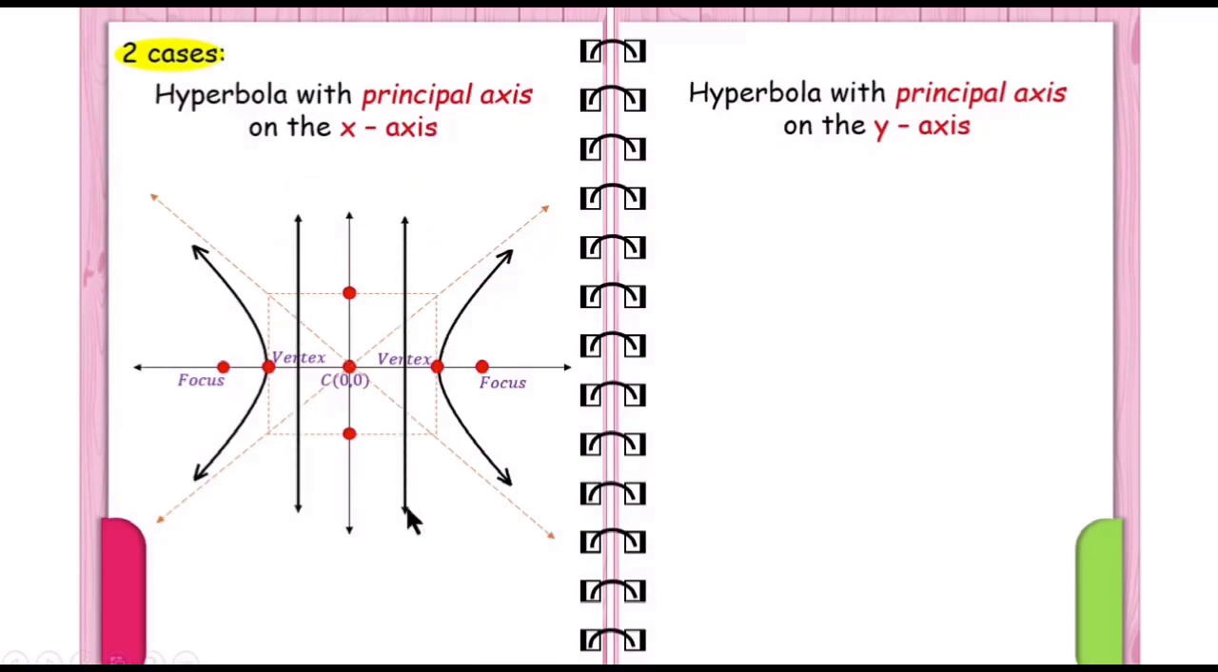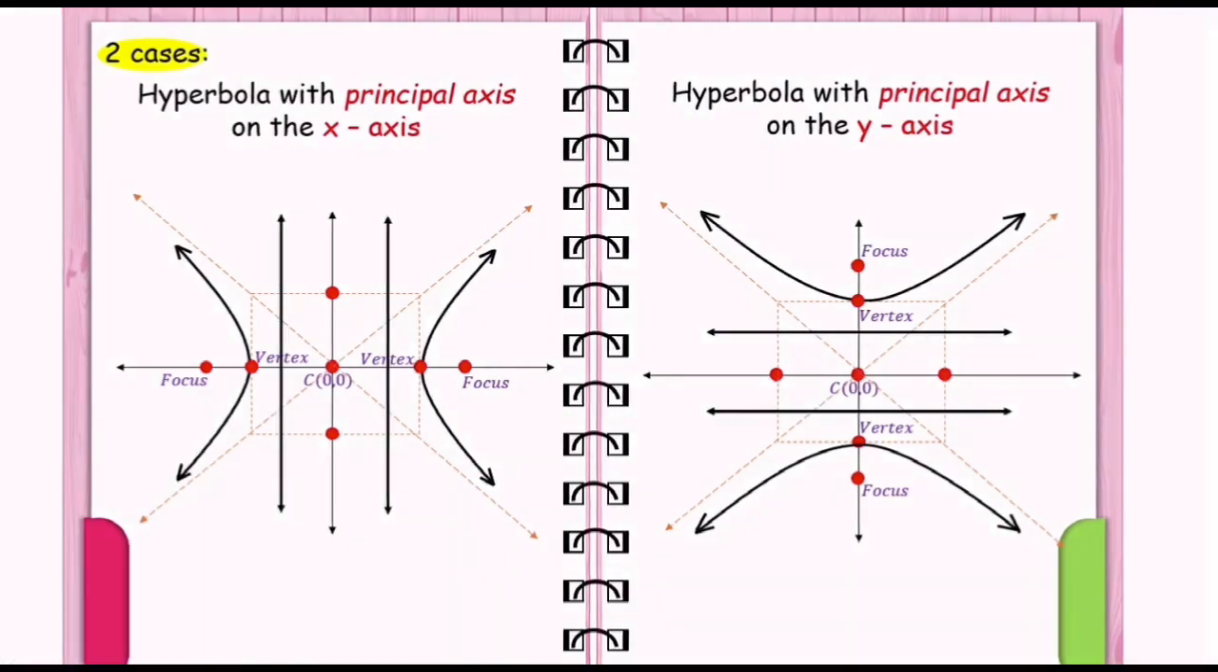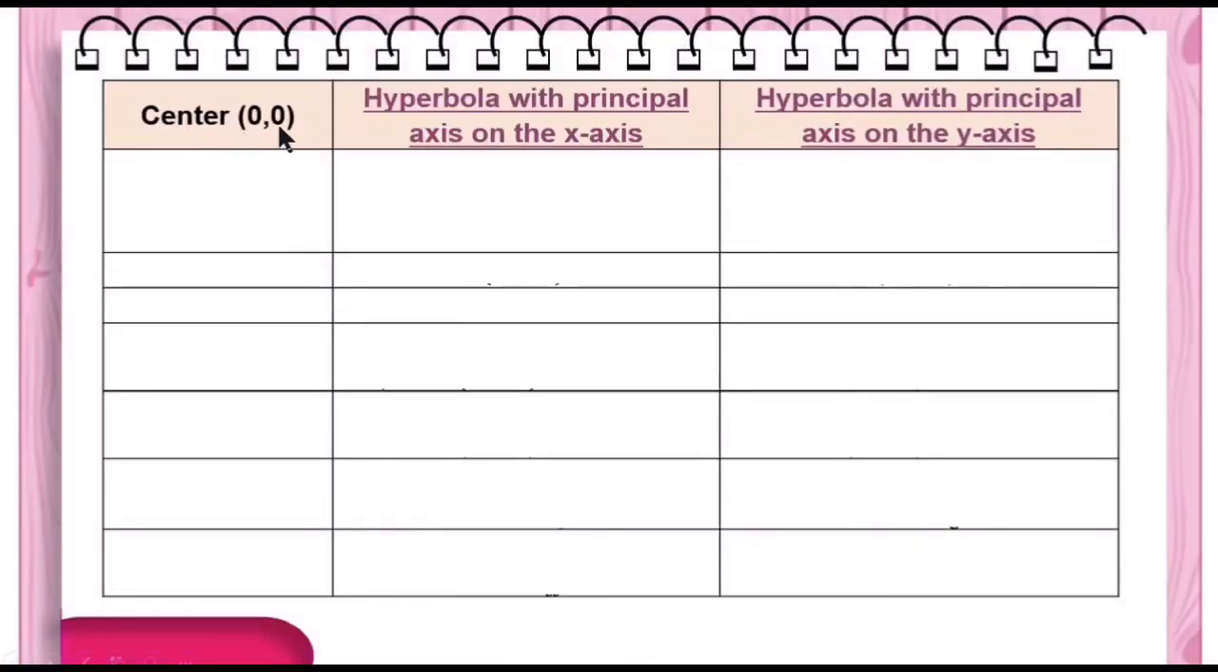On the other hand, if the principal axis is the y-axis, the foci and the vertices are also on the y-axis. And this one is the graph of hyperbola with focal axis on the y-axis, while these are the directrices. Let us discuss the characteristics of the graph of these hyperbolas with center at the origin. The equation of the hyperbola with principal axis on the x-axis is x squared over a squared minus y squared over b squared equals 1, where c is equal to the square root of a squared plus b squared, and c is greater than a.